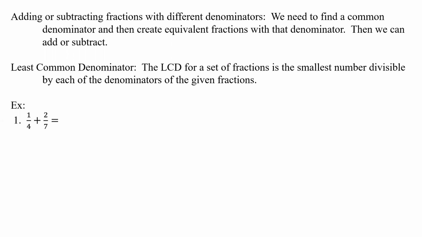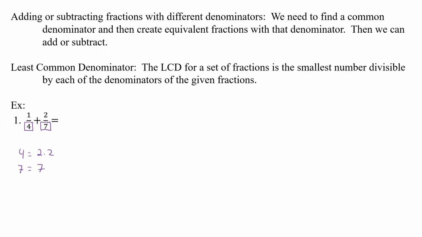So least common denominator. The LCD for a set of fractions is the smallest number divisible by each of the denominators of the given fractions. Okay, so let's think about this. If we have 1/4 and 2/7, if we're looking strictly at the denominators, what is 4 and what is 7? Well, 4 is 2 times 2, and 7 is just 7 times 1. So we're just going to say it's 7.